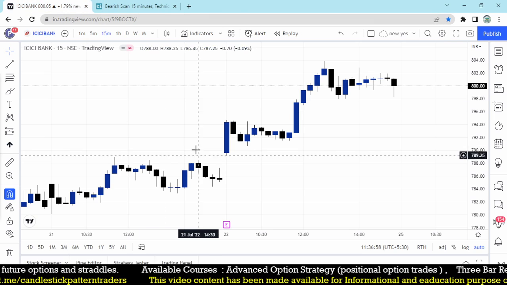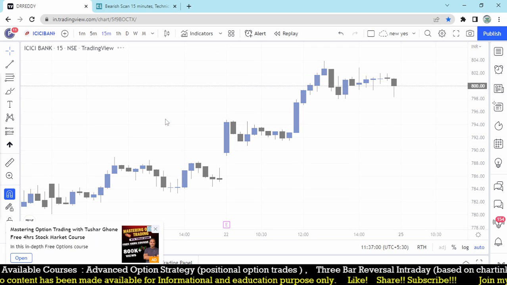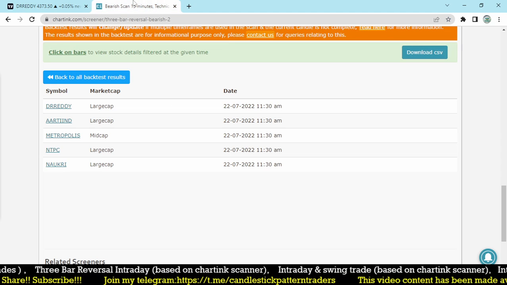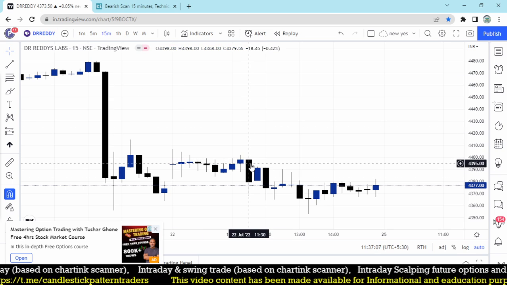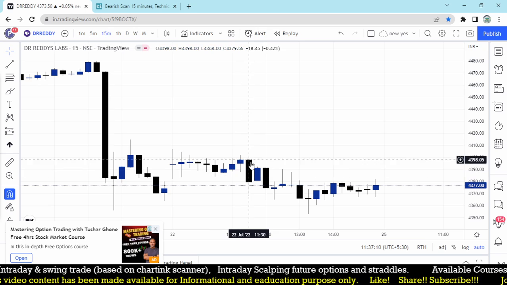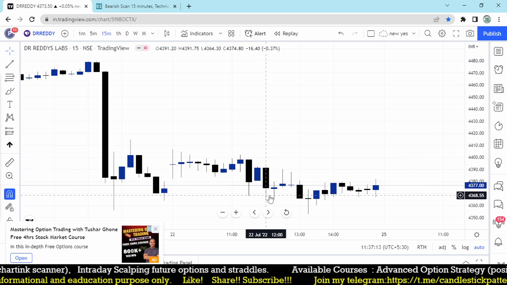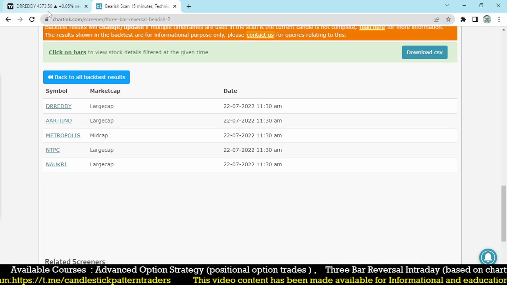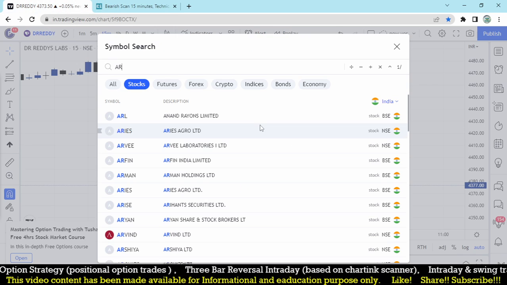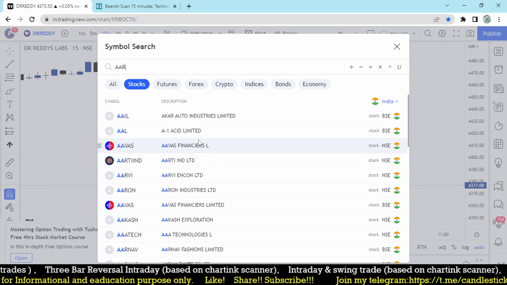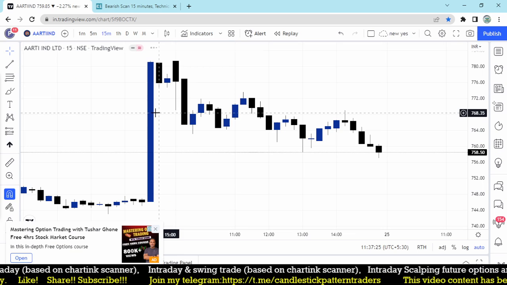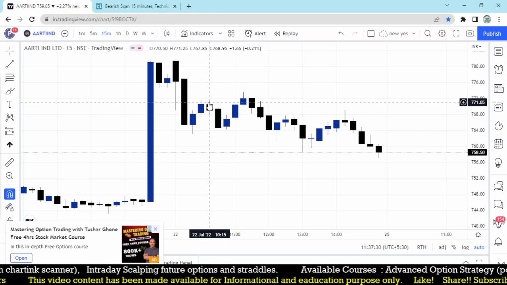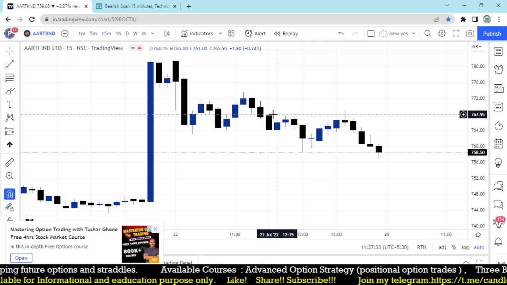Dr. Reddy at 11:30, 3-bar reversal, where the date is the 22nd, 11:30. This was a 1, 2, 3 reversal and it triggers your entry and stop loss. There was no big movement on that. And Aarti Industries, Nakuri. At what time frame is it? Around 11:30 would be this. This one is 11:30 and it is also working well.